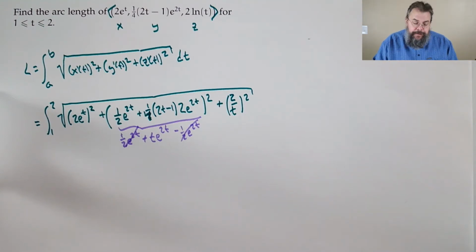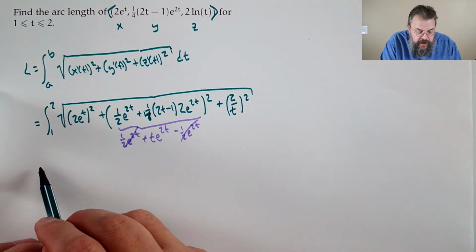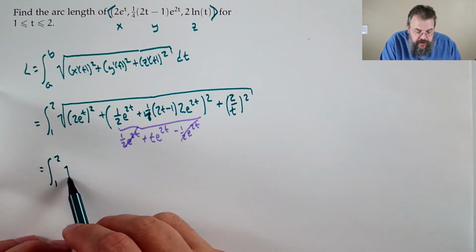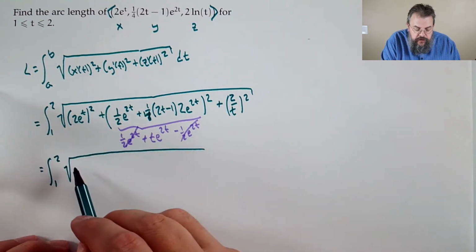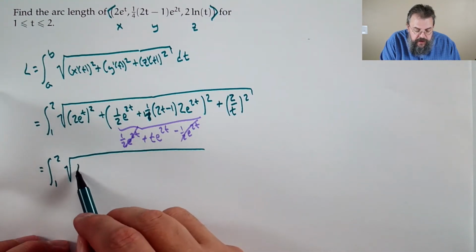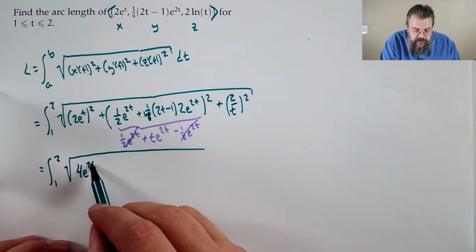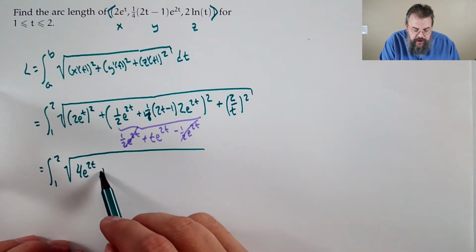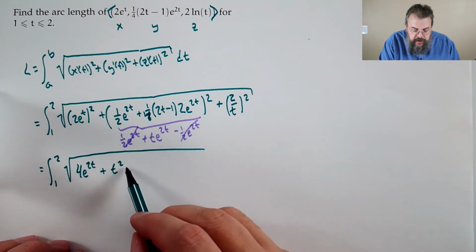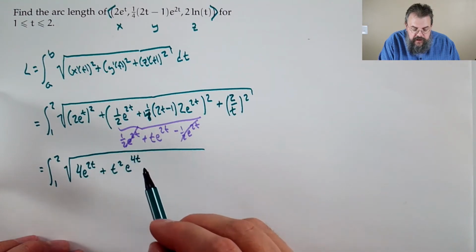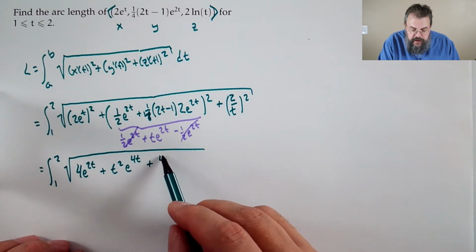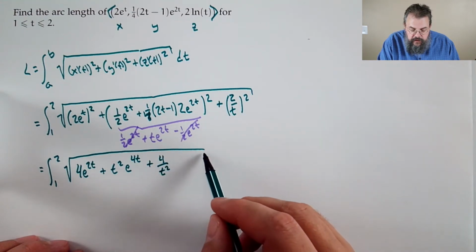Okay, so what do we have? Well, this is the integral from 1 to 2 of the square root of 4, all right, 2e^t squared is 4e^(2t), plus t squared, and then e^(2t) squared is e^(4t), and then there's a 4 over t squared.